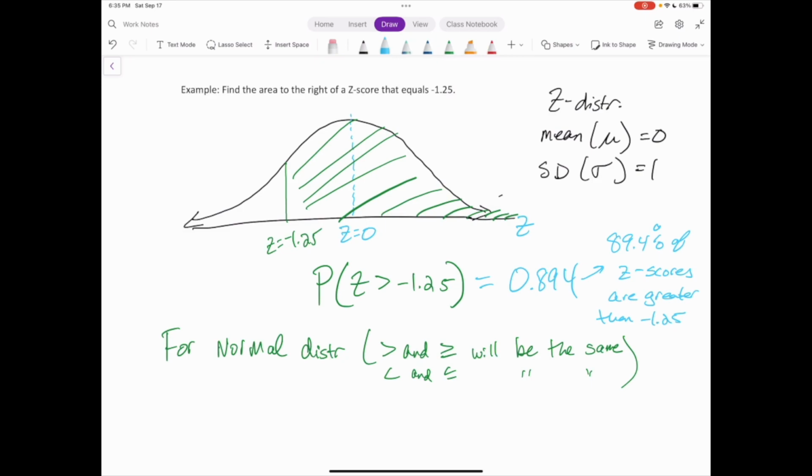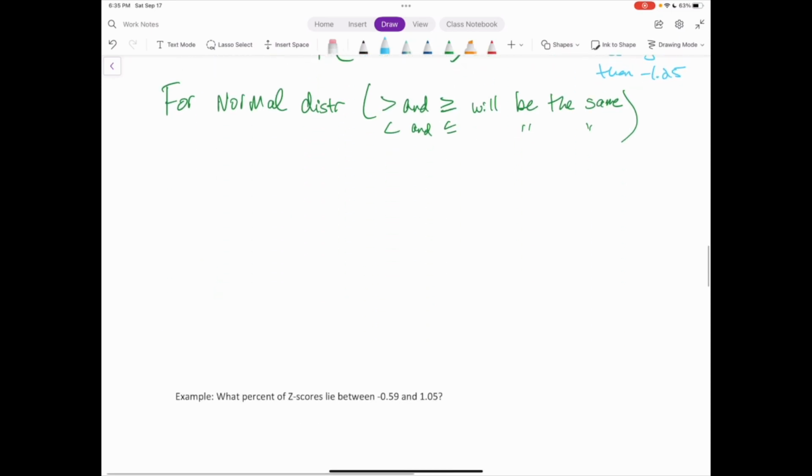All right, so all you do is you go to StatCrunch, you put in your mean and your standard deviation, and you select the correct direction that you want to go, whether it's left or right. Okay, moving on, let's see here.